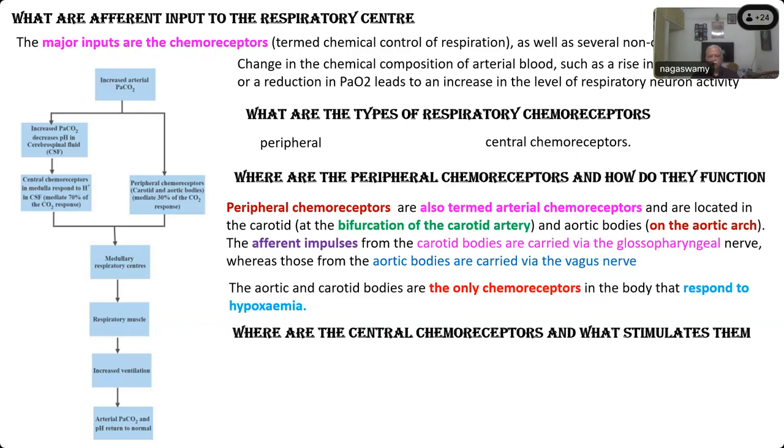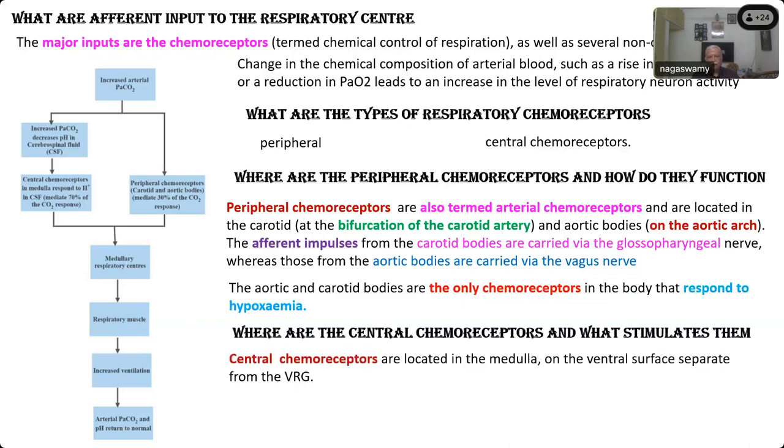Where are the central chemoreceptors situated and what stimulates them? And of course, the answer is here in the slide. The central chemoreceptors are situated in the medulla on the ventral surface, separate from the ventral respiratory group. That is a very important point. These receptors are not merged with or a part of the ventral respiratory group. They are a separate group of neurons situated on the ventral surface of the medulla. And central chemoreceptors are stimulated by a drop in cerebrospinal fluid pH. So whenever the pH drops to the acidotic side, then these receptors will be stimulated.